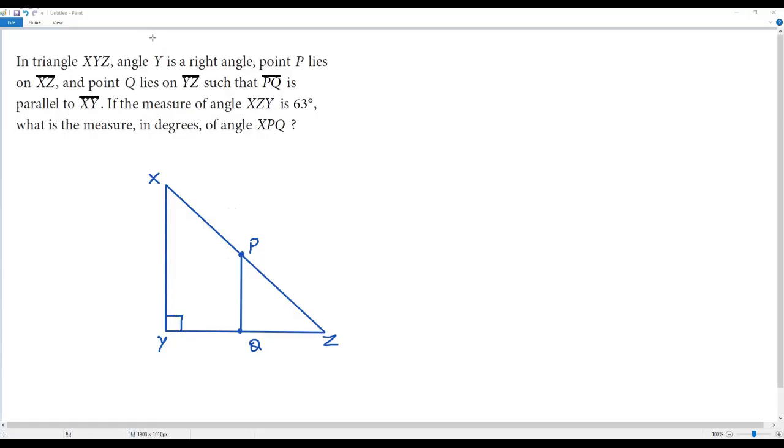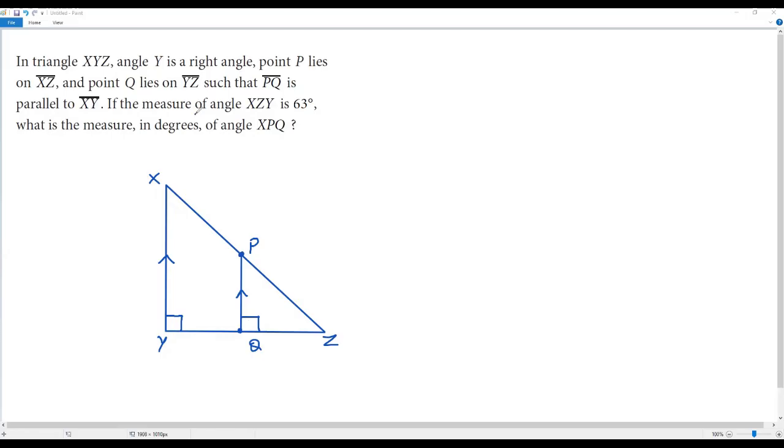And also the question says PQ is parallel to XY. That is, this PQ and this XY are parallel. Here the line segment XY is perpendicular to YZ. Since PQ and XY are parallel, this PQ also must be perpendicular to the line segment YZ. Then we'll have a right angle over here.